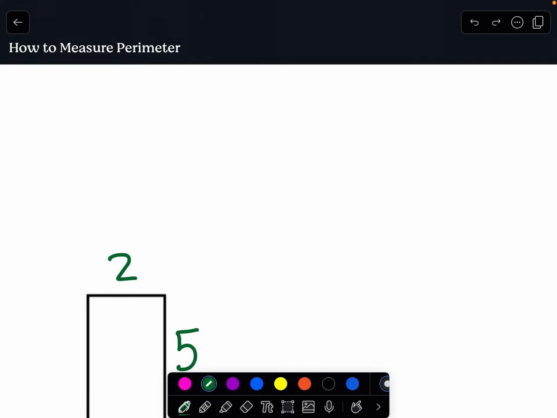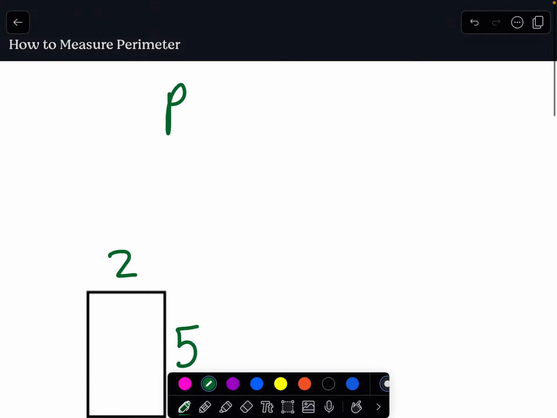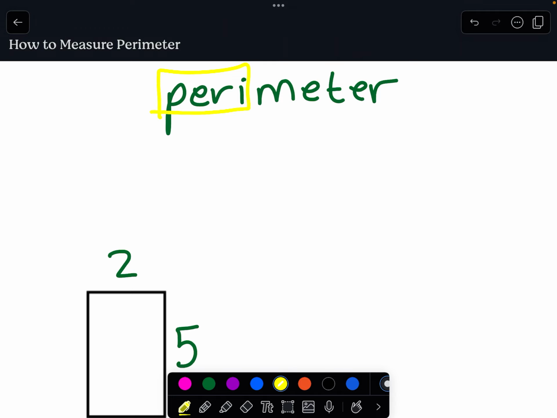Well, hello. Today we are going to talk about perimeter and how to measure perimeter. Let me first write the word perimeter. One way to remember what perimeter is, is to look at the root of the word, peri, which comes originally from Greek and basically means around or surrounding.